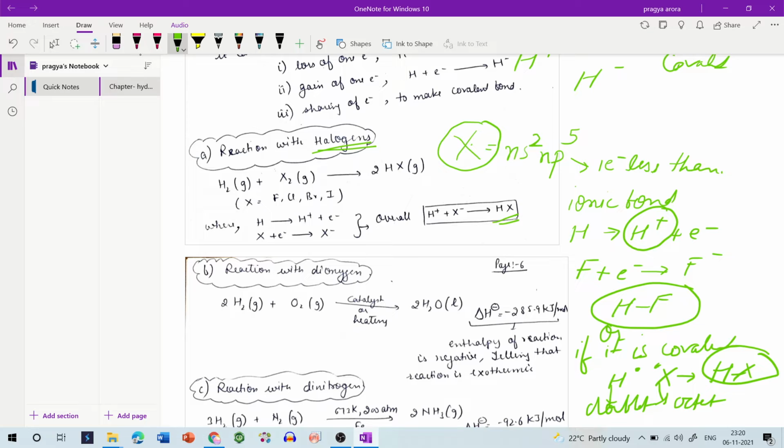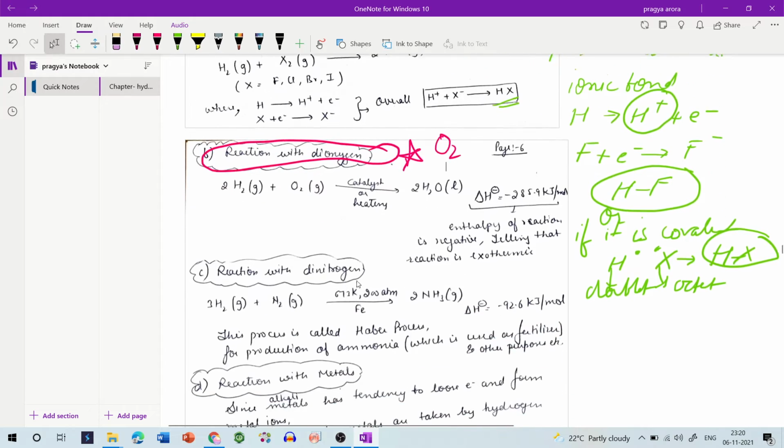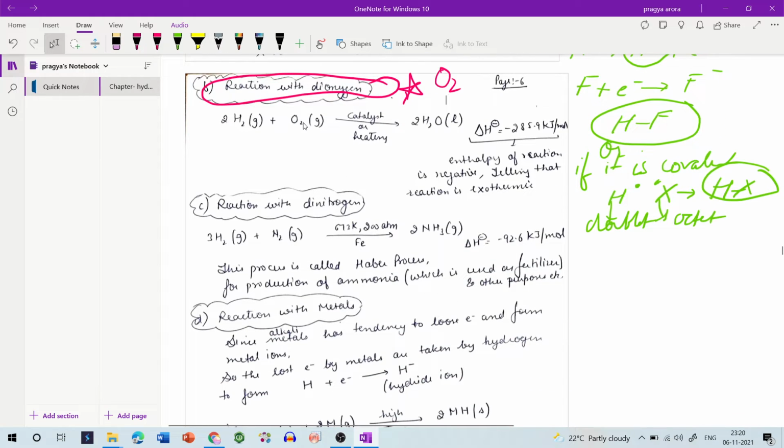Now talking about how it reacts with dioxygen, that is O2. As we have seen, hydrogen can react with oxygen. In burning, when we use hydrogen as a fuel, it burns in the presence of oxygen and releases energy.